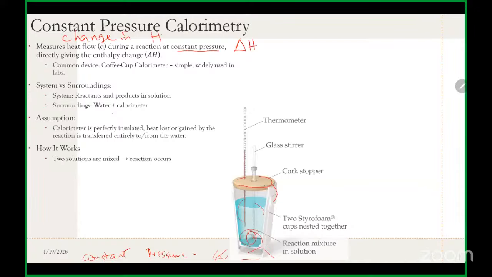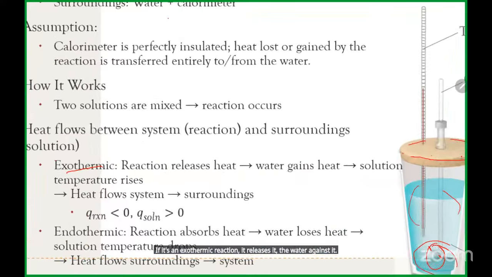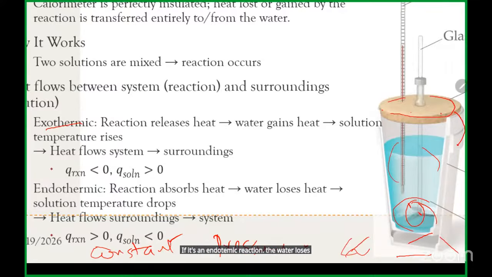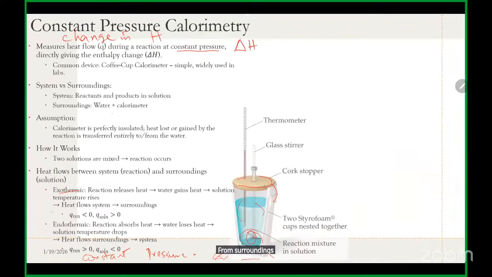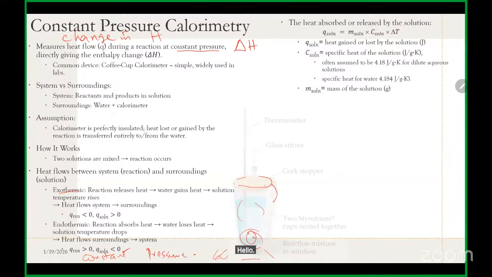All right. So when you mix the two solutions together, a reaction occurs. If it's an exothermic reaction, it releases heat, the water gains heat. If it's an endothermic reaction, the water loses heat, the solution temperature drops. That is, it flows from surroundings to system. We know what exothermic and endothermic reactions are all about. Any which way, how do we calculate the heat of the reaction?